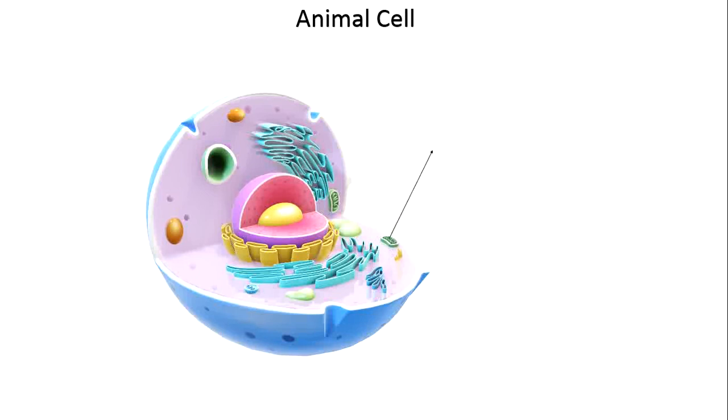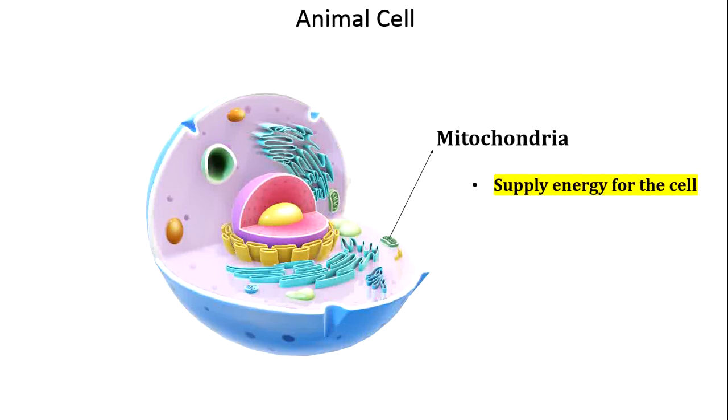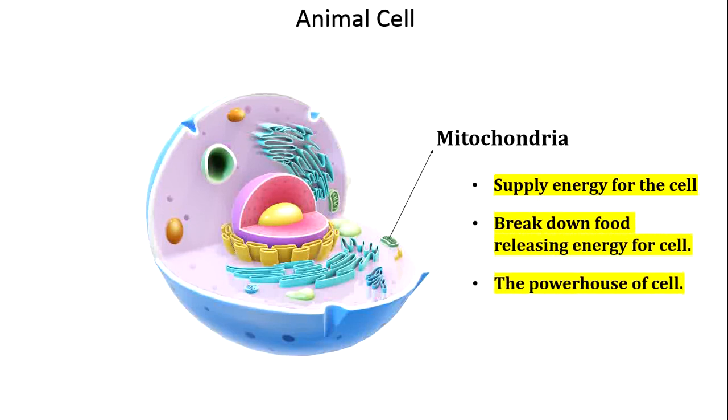Now we come to the second part, mitochondria. Mitochondria are oval, membrane-covered organelles that supply energy for the cell. They break down food, which releases energy for the cell, and they're like the powerhouse of the cell, or you could say the kitchen of the cell, which provides the energy to the cell.